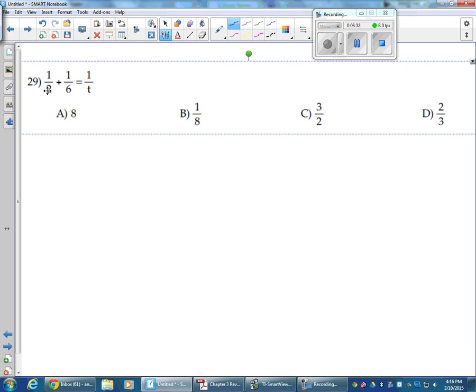So the first thing that 2, 6, and t would all go into is 6t. So I'm going to multiply everything by 6t. So here, 2 goes into 6 3 times.